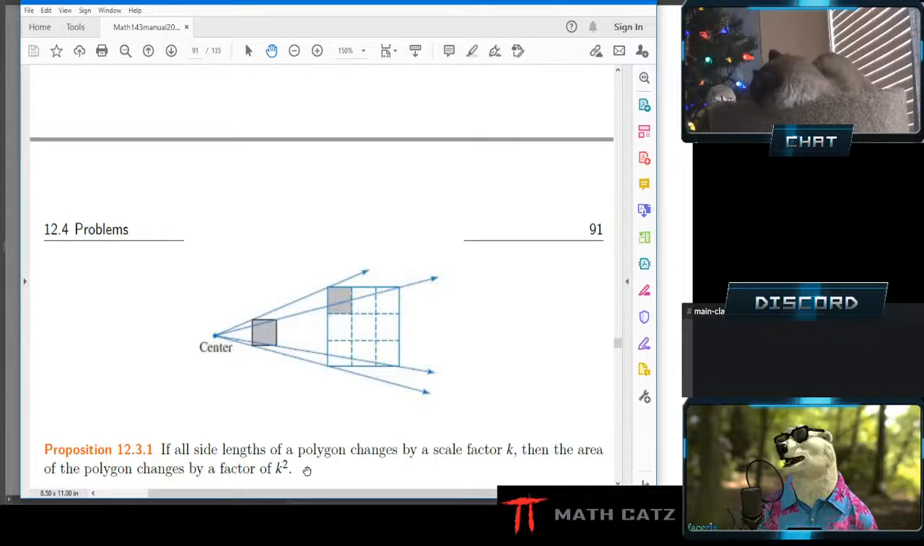So if all the side lengths of the polygon change by a scale factor of k, then the area of the polygon is going to change by a factor of k squared, because area has the product of these two, and there's a k in both, k times k.